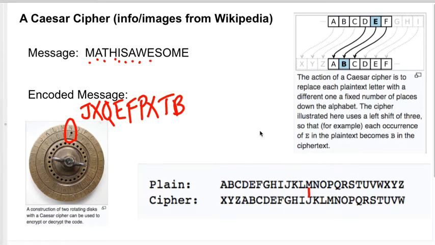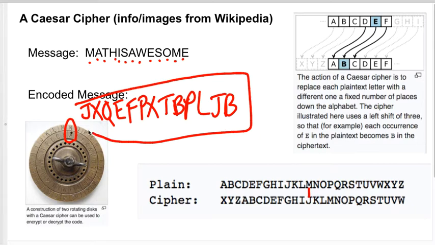S we already saw lines up with P, right? O lines up with L. M lines up with J, which we already saw from the math part. And E lines up with B, which we already saw. Okay, so there would be the encrypted message that you would send, right? And that's fine. And it looks like gibberish, right? But essentially, a Vigenere cipher is fairly easy to crack if you get used to looking at ciphers like this.